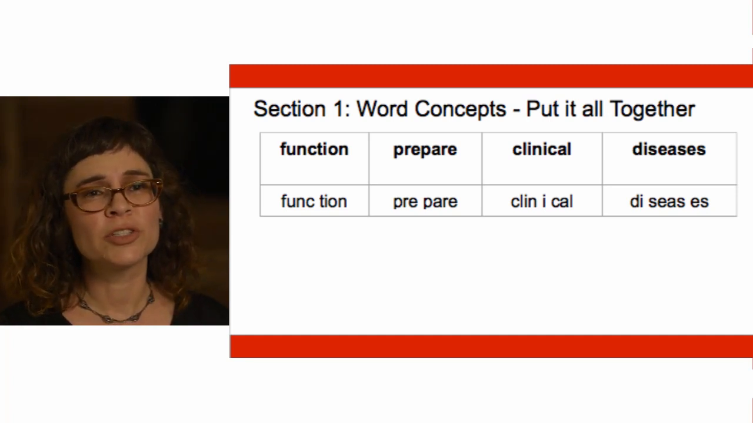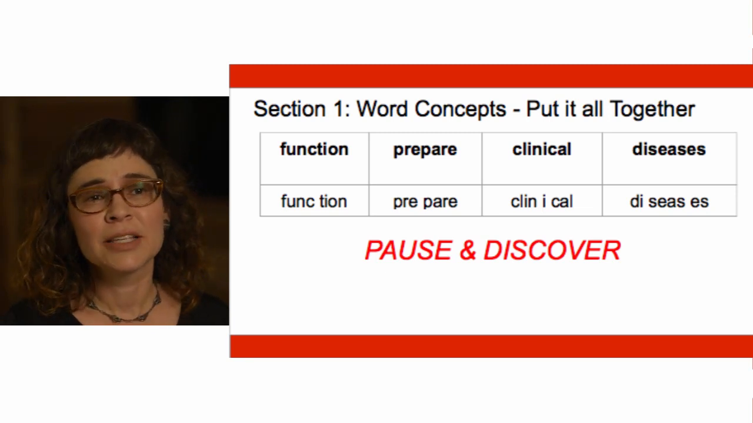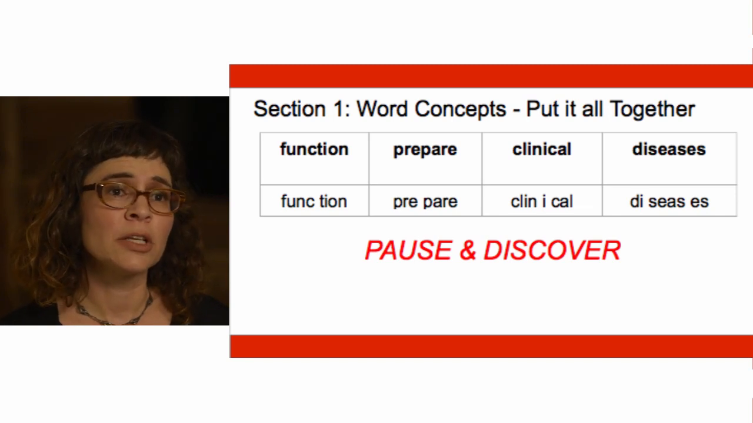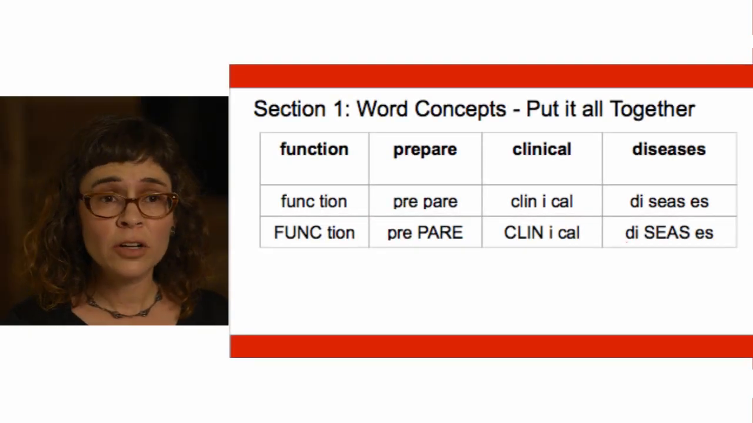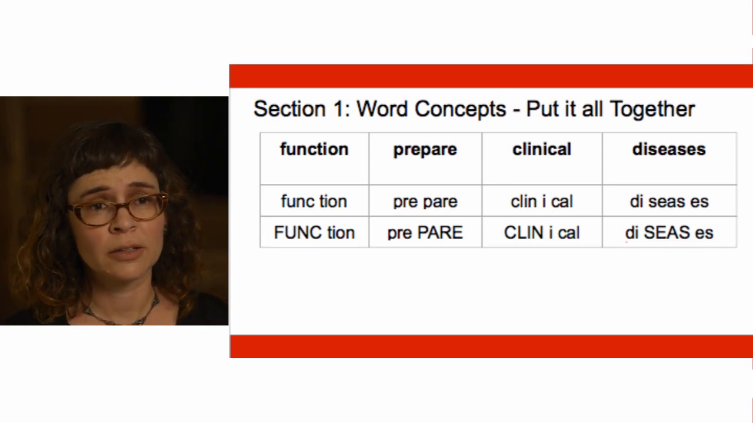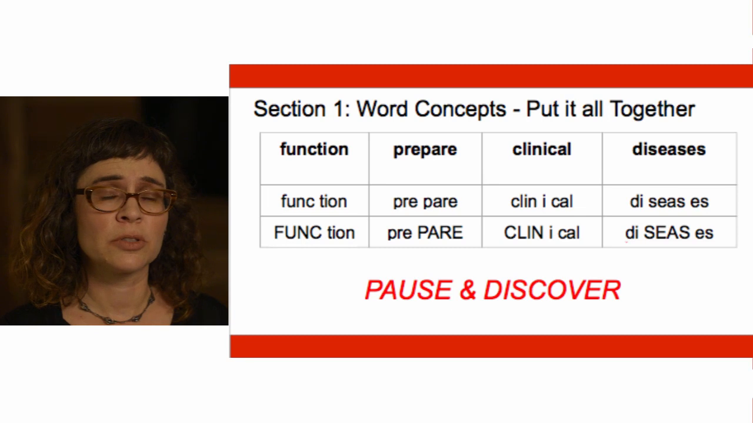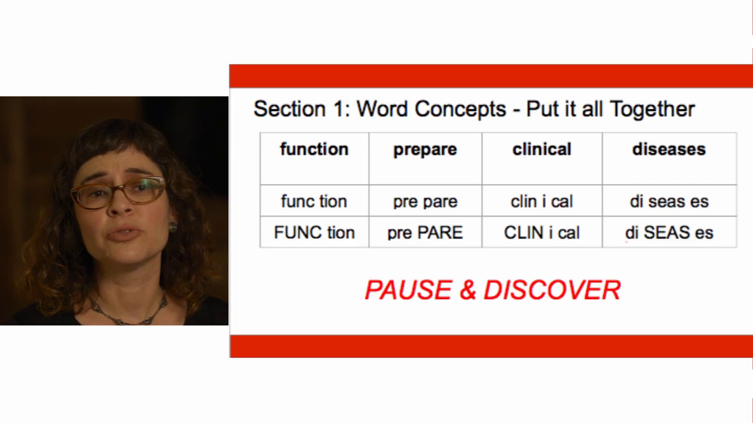Let's identify which syllable in each word sounds higher, louder, or longer. Pause the video here and say the words naturally. If you're uncertain, try stressing different syllables and trust your ear to identify the correct stress. Okay? Function, prepare, clinical, diseases. Now let's identify the unstressed syllables, the syllables and vowel sounds that are simplified, shortened, or reduced to uh or I.